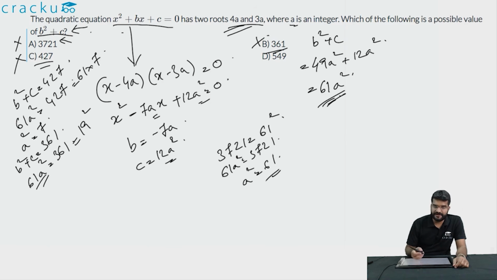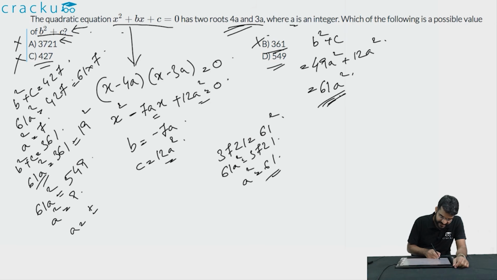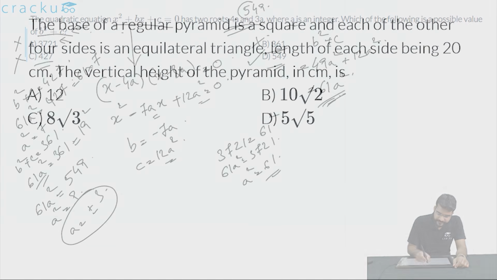Now let us look at the final option, which is 549. If 61a square is equal to 549, it would imply that a square is equal to 9. So a can be plus or minus 3. This is a valid integer. So the correct answer is option D, which is 549.